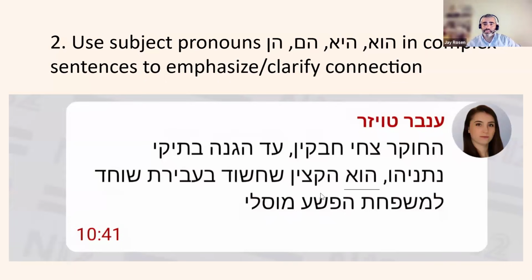or Musli. Okay, so I put the emphasis under "hu," right? The only time the word "hu" appears, what is the sentence saying? Hachoker, the investigator, Tsachi Chabkin, it's the name of the investigator. Ed Hagana, the defense witness. Ed is a witness. Hagana, defense. Betikei Netanyahu, in Netanyahu's three different trials going on right now, right?